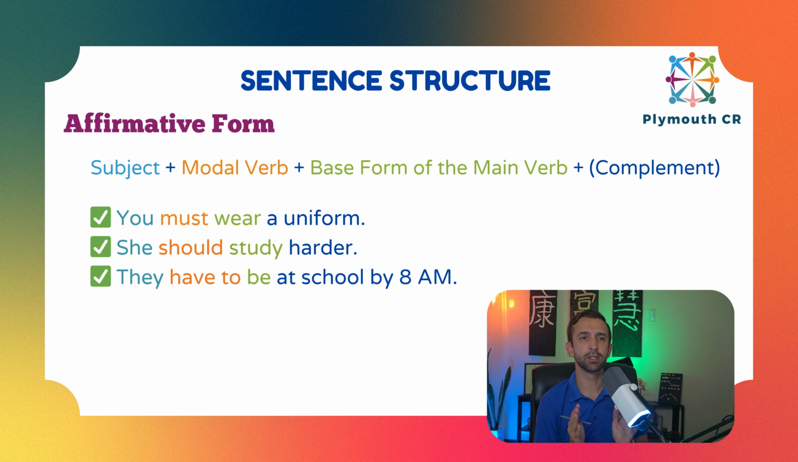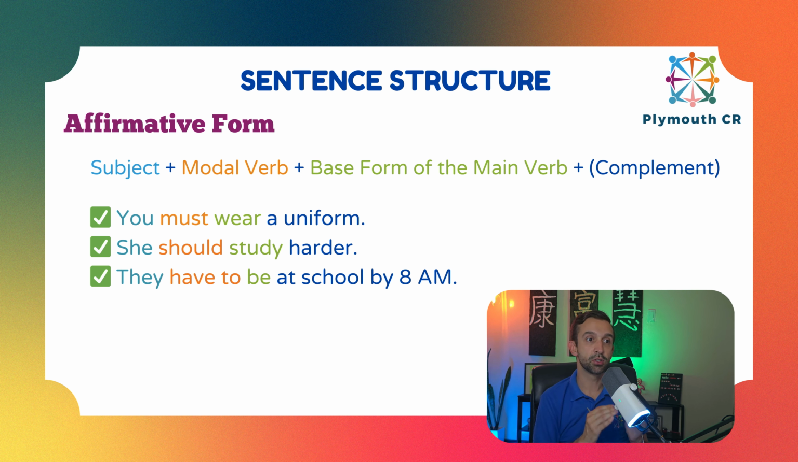I'm going to go into detail with some of them because there are some exceptions. But in general, the affirmative form of a sentence in which you use a modal verb is going to have the subject, then the modal verb as it is given to you, plus the verb form plus the complement. Now, as you can see in the examples here, the first one says you, which is the subject, must, the modal verb, where, the verb in the base form, and uniform, the complement.